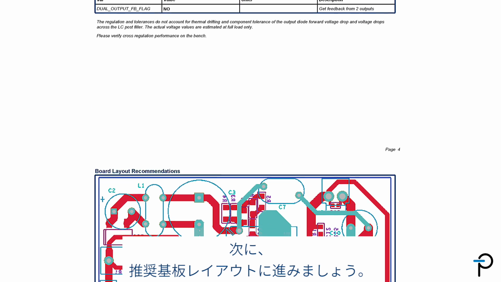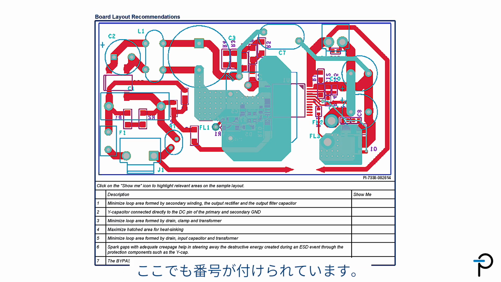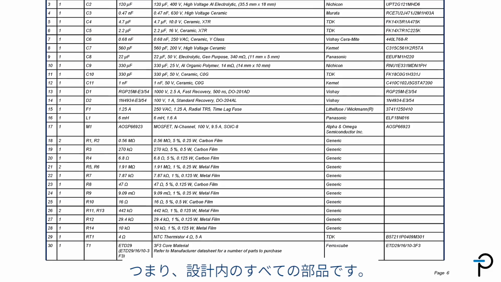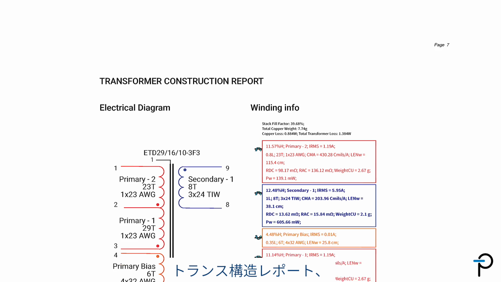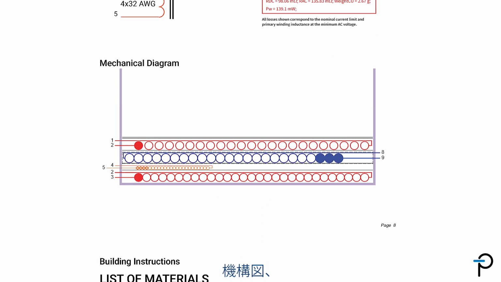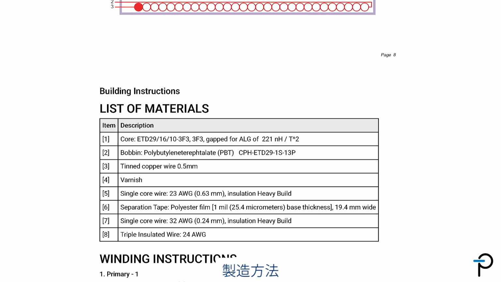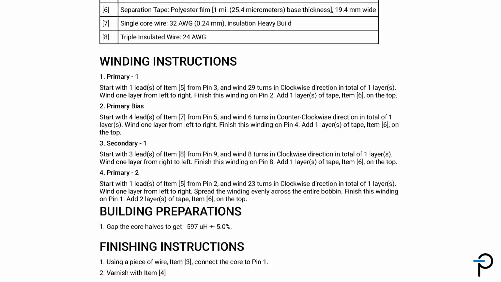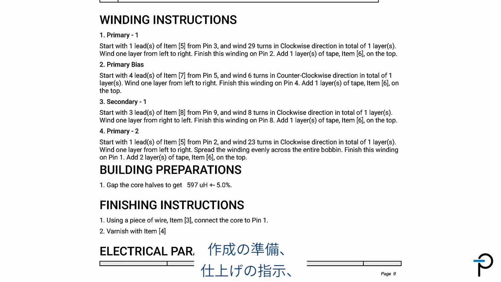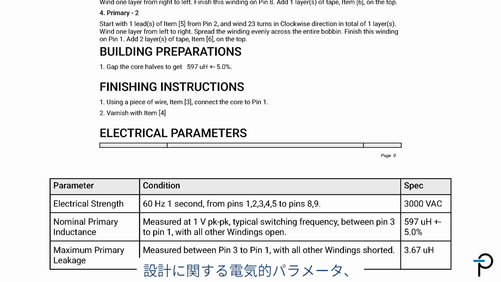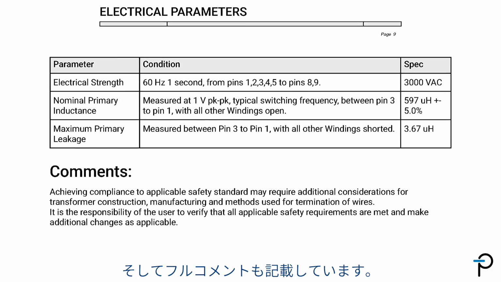Next, we get to board layout recommendations. Those are numbered here as well. Bill of materials, so all the components in the design. The transformer construction report. Mechanical diagram. The building instructions, which includes the list of materials and winding instructions, of course. Building preparations, finishing instructions. Electrical parameters associated with the design, as well as full comments.